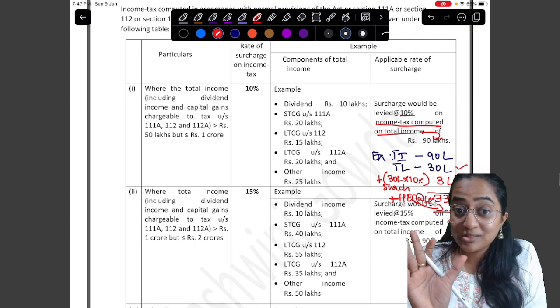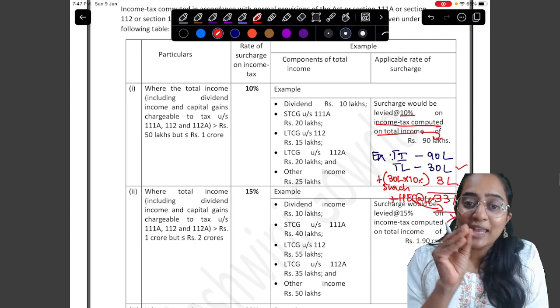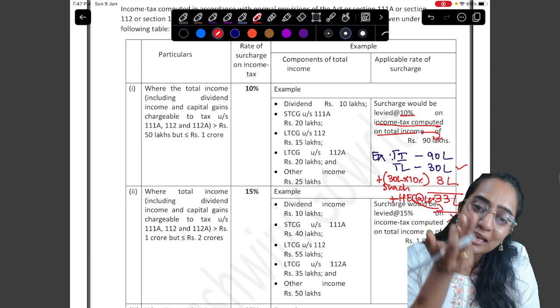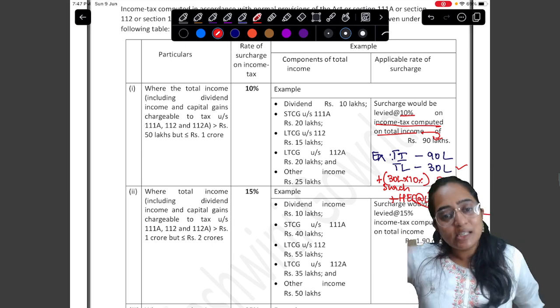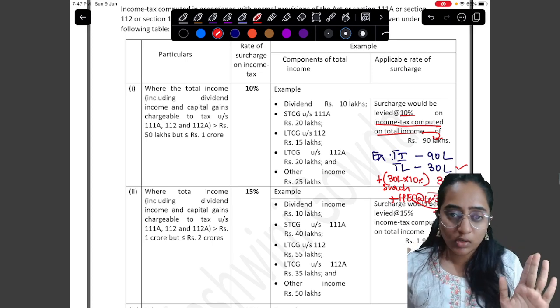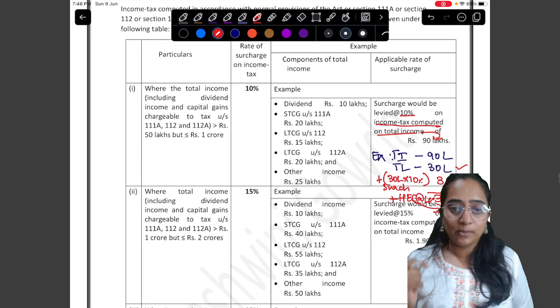I hope everyone has understood this. Surcharge calculation goes on the income tax on that total income. But applicability, to say yes, surcharge is applicable, no, surcharge is not applicable, you're going to look into the total income.